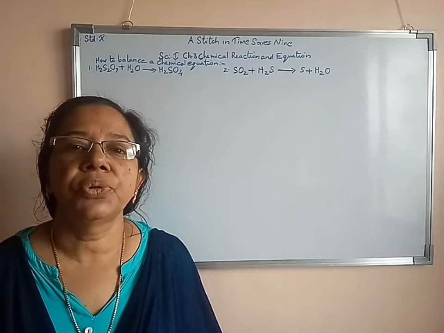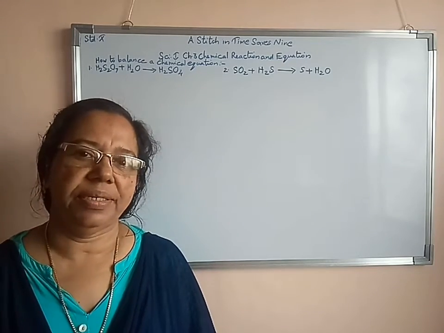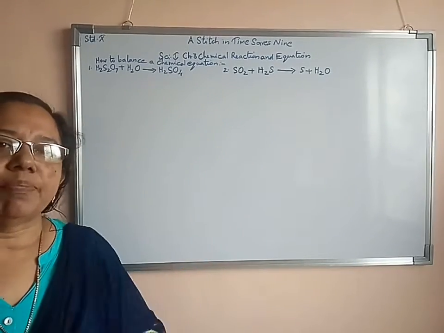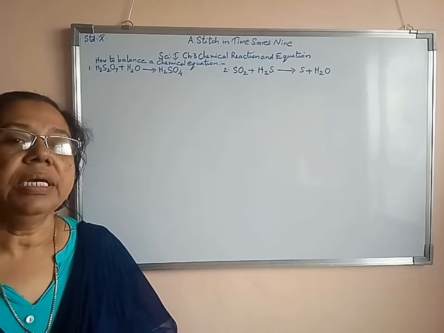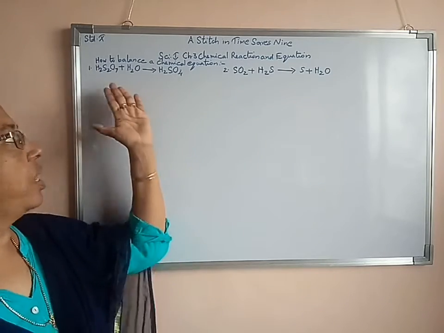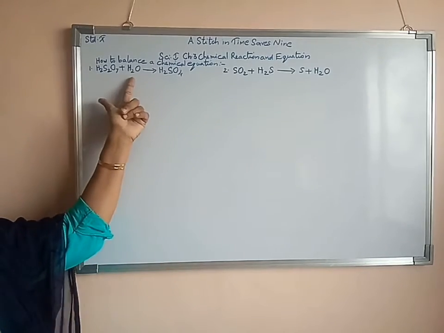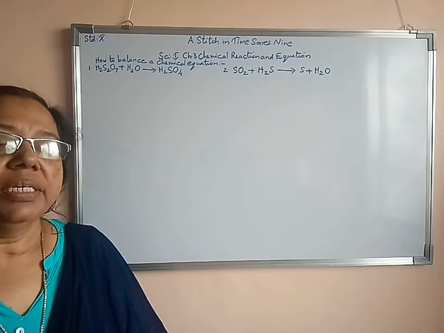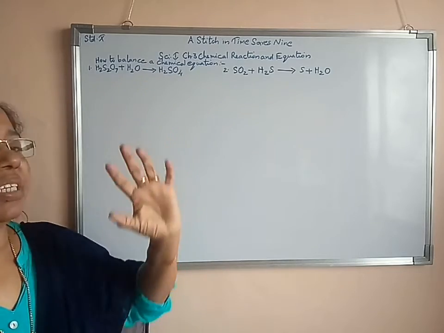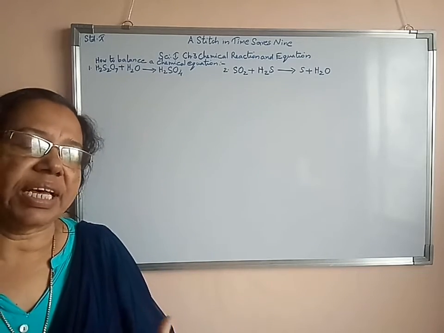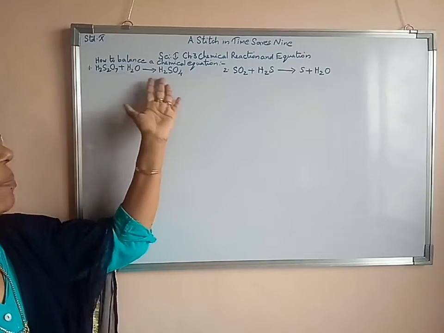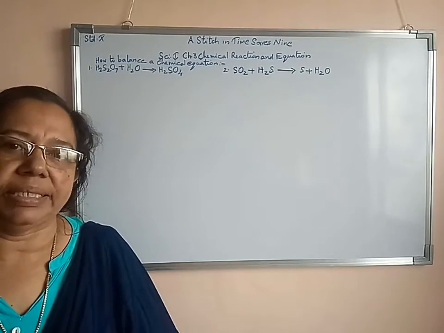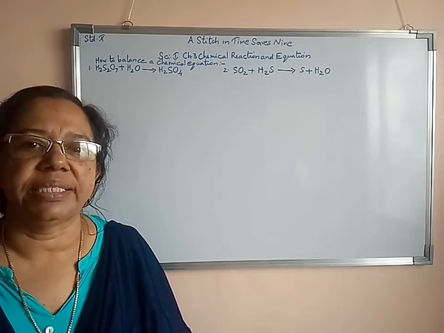Let us study how to balance a chemical equation. Here I have written two chemical equations. Now one by one we will complete the balancing work. That means in a chemical equation, all the elements that are on the reactant side as well as the product side should be equal. So we have to check whether they are equal or not. After that, if you find that the elements on both sides are not equal, then we have to balance them. So let us see how to balance the equation.